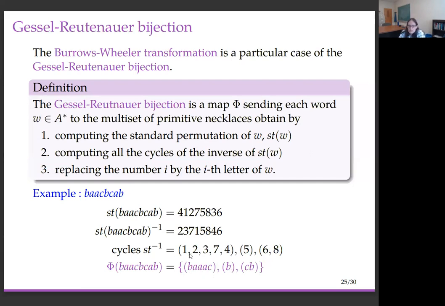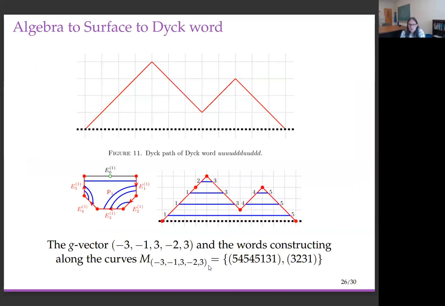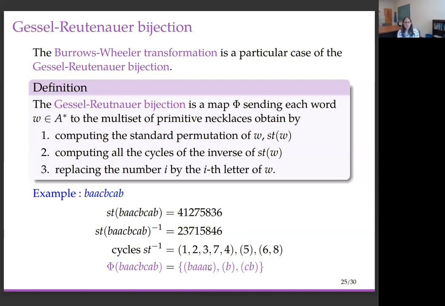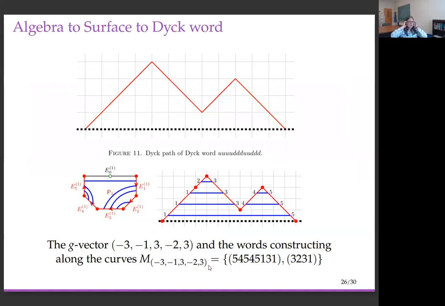We take a multiset because some conjugacy class might appear more than once. It has been known for some time now that the Burrows-Wheeler transform is a particular case of the inverse of the bijection. And what happened is that in algebra, they studied the brick representation by taking surfaces, polygonal surfaces like that, and drawing paths on them.